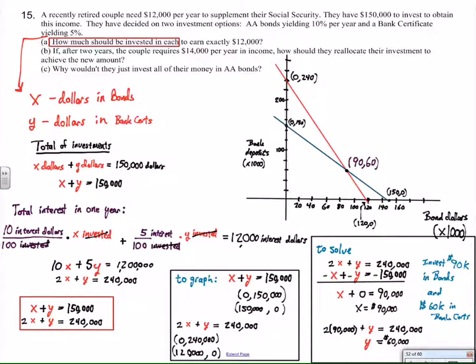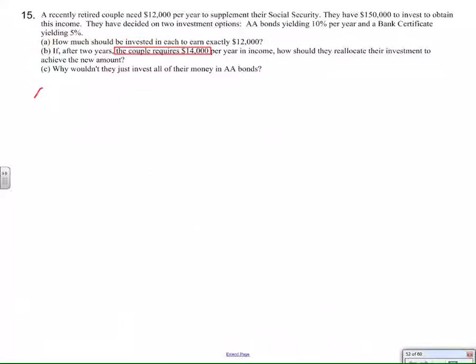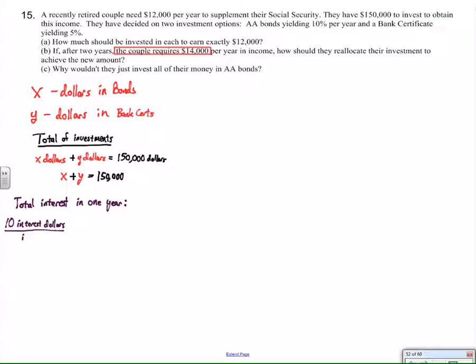Now, the other question was very simple to adjust. They basically said, look, say they changed their mind and they need $14,000, not $12,000. So all we have to do is write the first equation exactly like we did before. And then the second equation has the same interest rates for both deposits. However, I want $14,000, not $12,000. So this is the only difference between parts A and B.